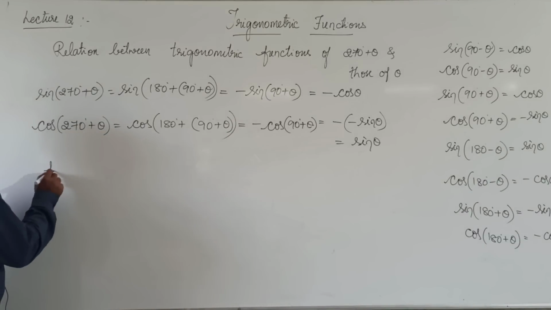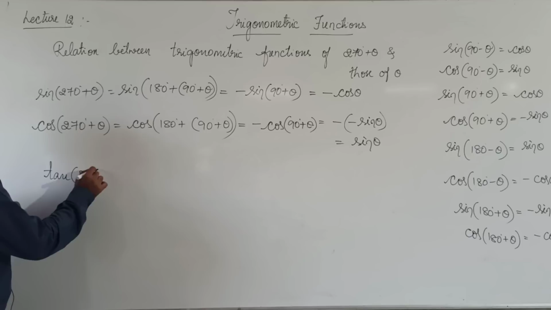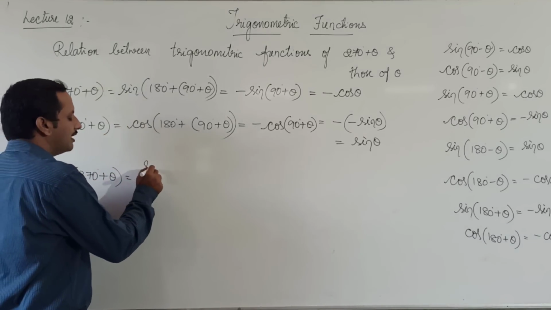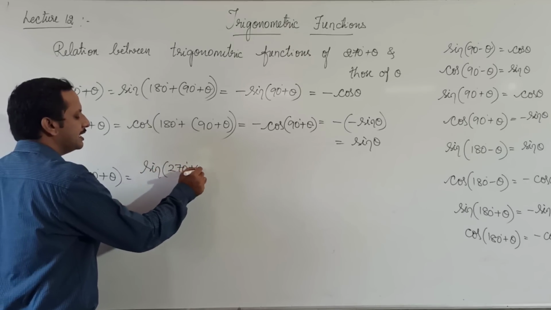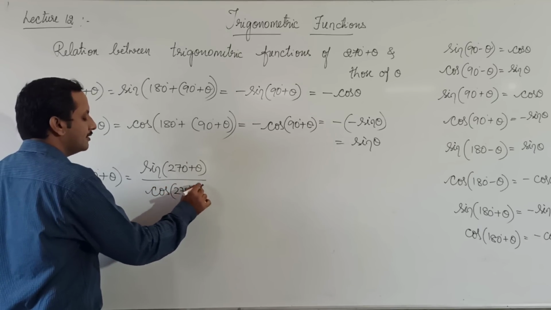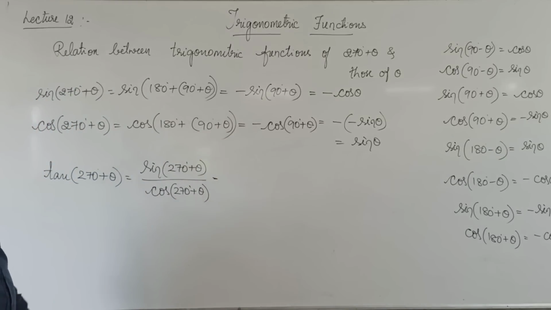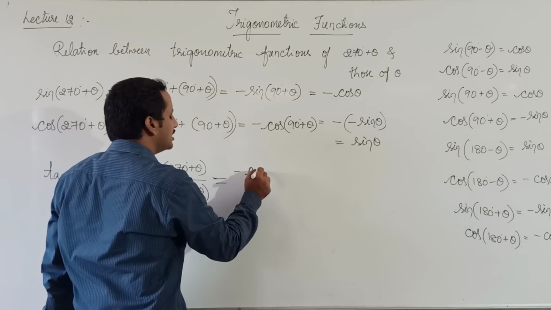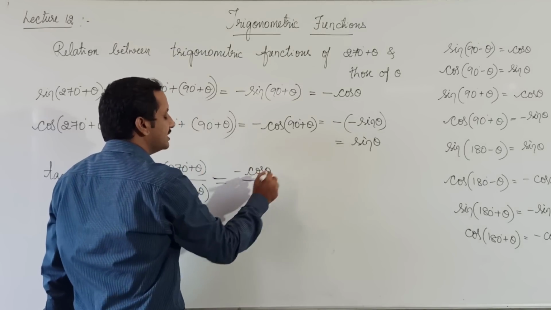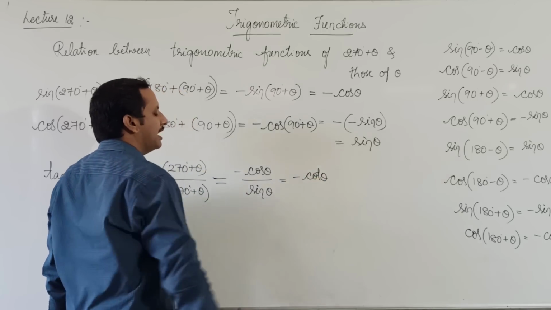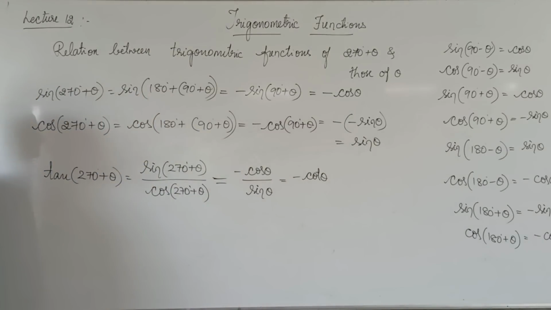Okay. Next, tan 270 plus theta. We will write this as sin 270 plus theta divided by cos 270 plus theta. What did we get? Sin 270 plus theta is equal to minus cos theta, and cos 270 plus theta is equal to sin theta. Cos theta by sin theta is equal to cot theta. So this will give you minus cot theta. Tan 270 plus theta is equal to minus cot theta.